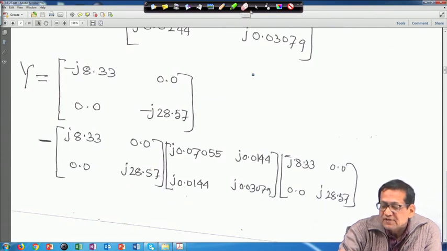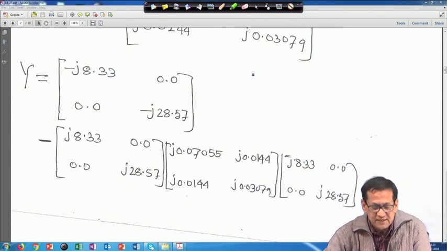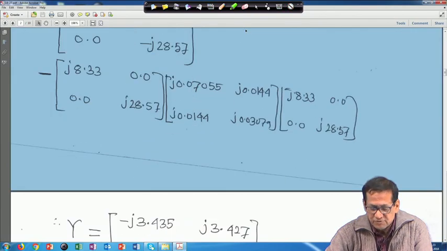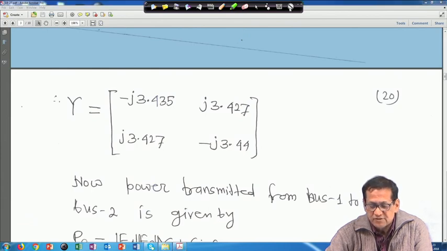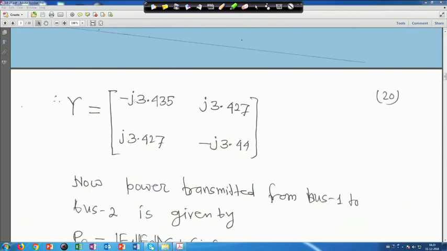Then you will get that 2 into 2 matrix, that is Y is equal to minus j 3.435, j 3.427, j 3.427 and minus j 3.44, right. That means this matrix is also a symmetric matrix, because Y12 is equal to Y21. This is your pre-fault 2 into 2 bus reduction matrix, that is your reduced matrix.